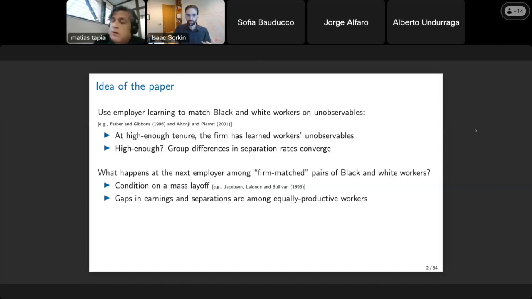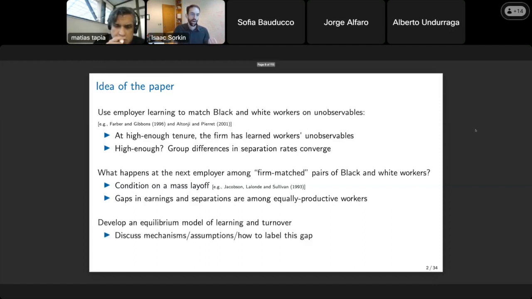And then this will be informative of gaps in the labor market. This could be quantities among equally productive black and white workers. So in order to formalize this idea, I'll develop an equilibrium model of learning and turnover, which will help me discuss both the mechanisms underlying this and underlying any gaps I document, as well as assumptions underlying this approach. This is not going to be an assumption-free exercise, as well as how to label this gap.